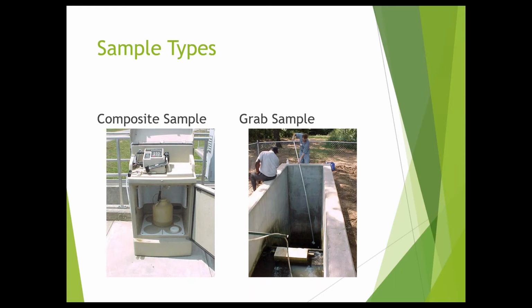Okay? And then if I take a series of grab samples and put them in the same container, so I take a grab sample, I wait 15 minutes, take another one, I wait 15 minutes, take another one, another one, and I put them all in the same container. Now that is a composite sample made up of all my grab samples.